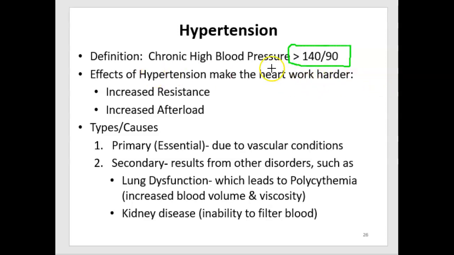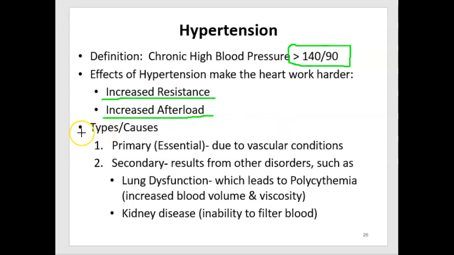Now, the problem with this high blood pressure or hypertension is that it makes the heart work harder. There's increased resistance. The vessels are probably narrower. The blood is pushing against the wall of the vessel harder, but it encounters more friction in doing so, so resistance increases. And we also call this an increased afterload. So the heart has to work harder to counteract this afterload or this resistance.